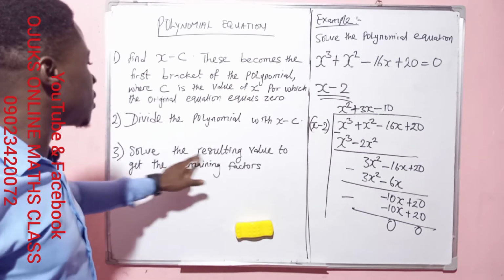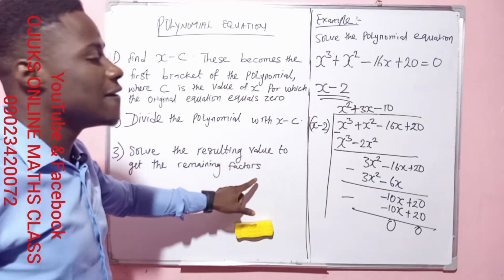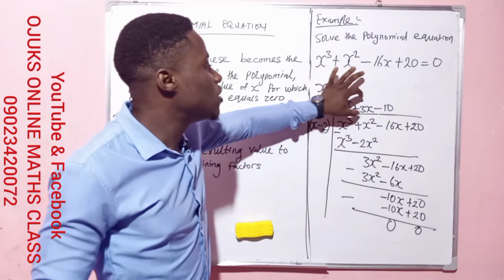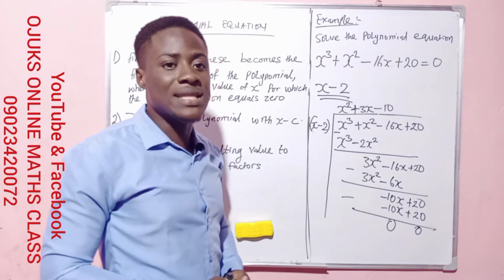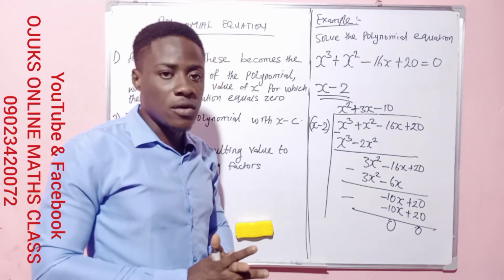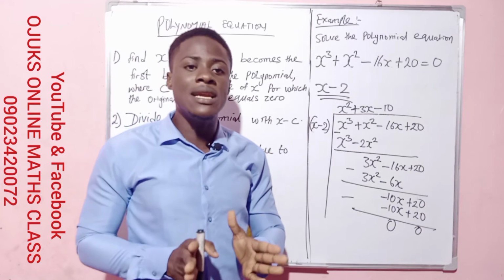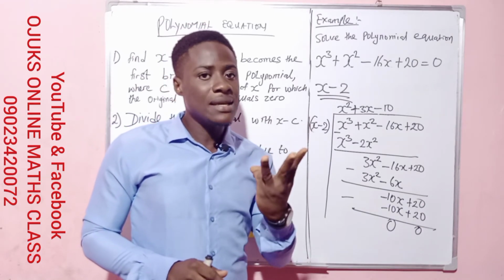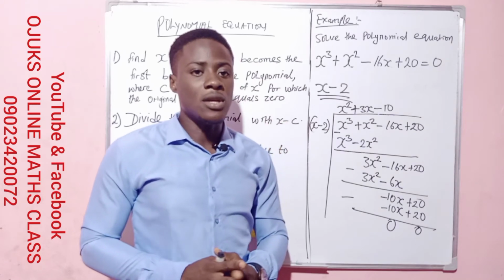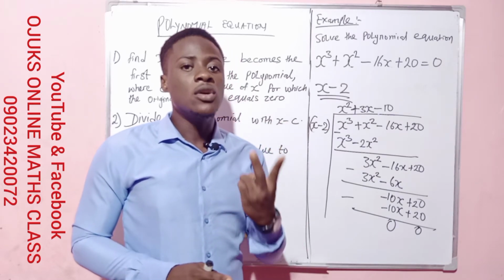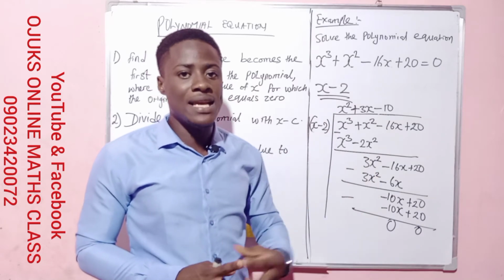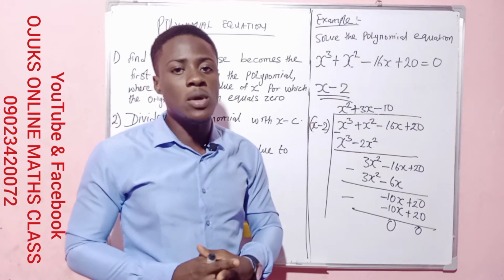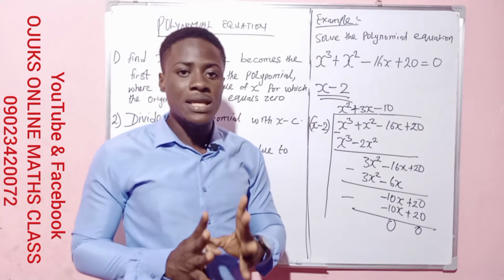Now, what are we going to do next? Step 3. Solve the resulting equation to get the remaining factors. Since we have this as the first factor, we can now solve the quadratic equation to get our remaining factors. In a polynomial equation, or third degree equation, we are expected to get 3 roots of x. Just like a quadratic equation, we have 2 roots of x, since the highest power of x there is 2. For a third degree polynomial equation, we are expected to have 3 roots of x.